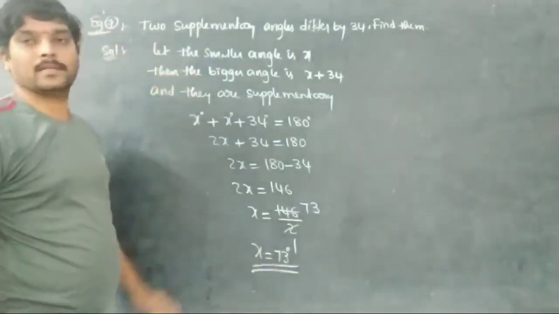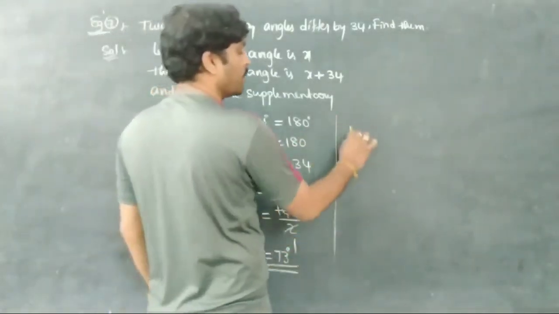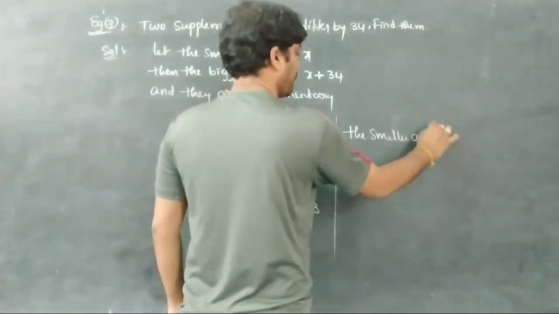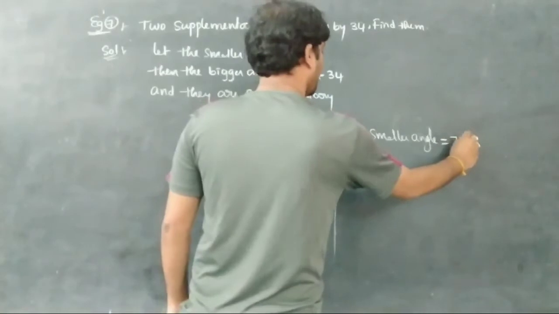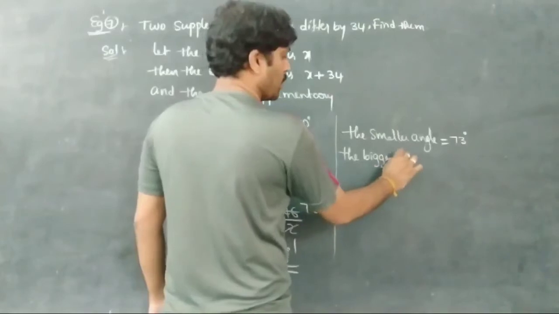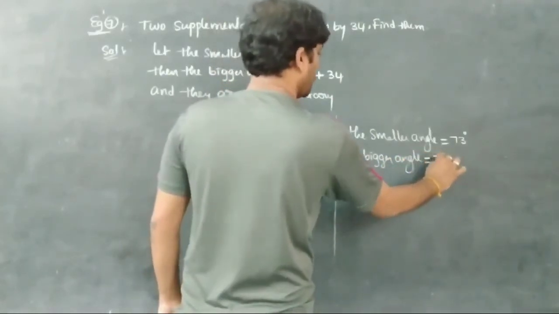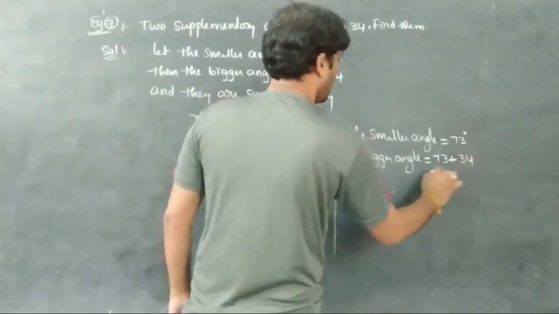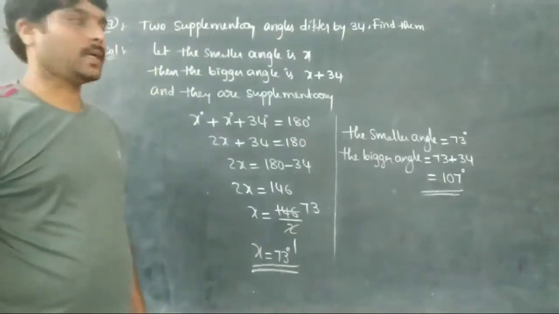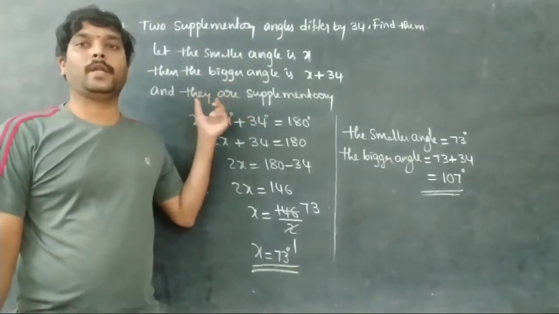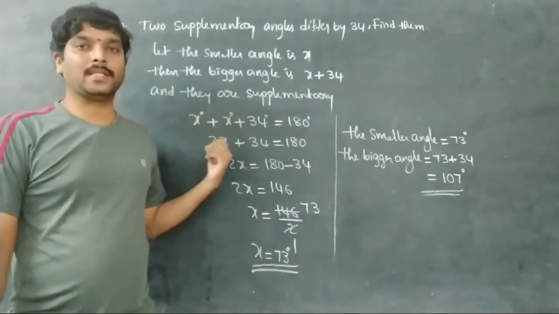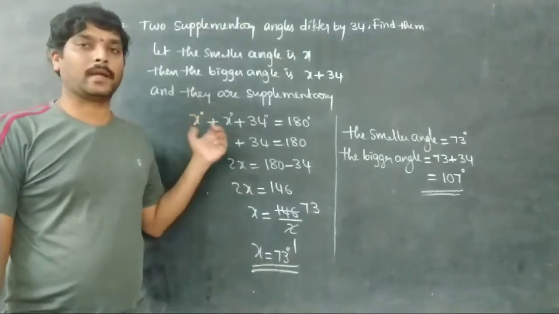What is x here? The smaller angle. Therefore the smaller angle is 73 degrees, and the bigger angle is equal to 73 plus 34, that is 107 degrees. Required angles. Okay, here supplementary means, keep it in your mind, the sum of the angles is 180 degrees. The sum of any two angles being 180, they are called supplementary angles.